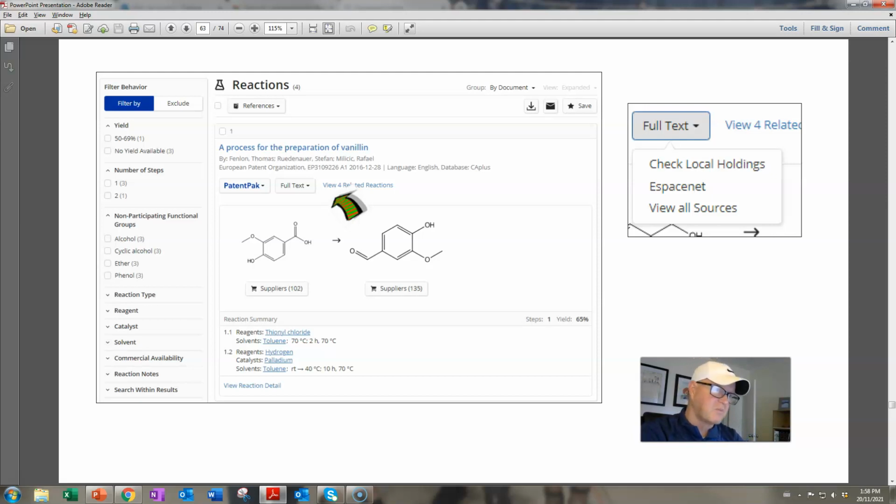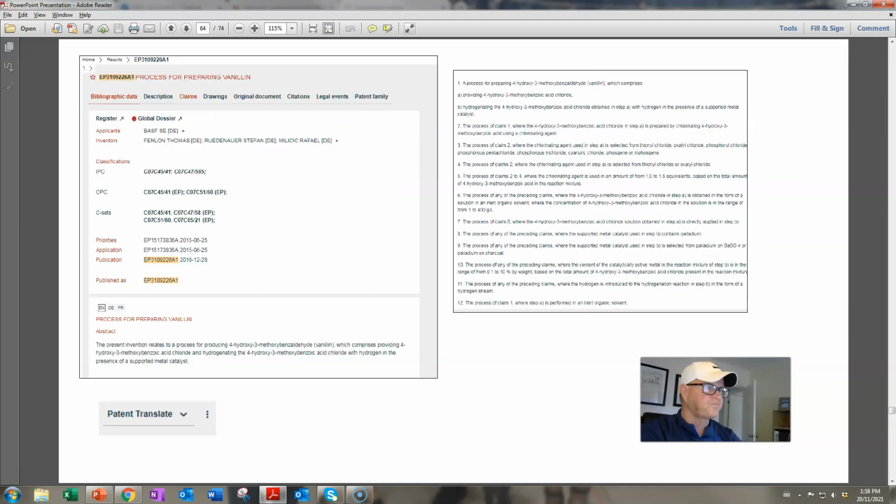So I'm going to look up this patent in that database. And here's the database. On the left-hand side, it gives you a template for it. It tells you the claims. It's like a table of contents at the top, the family.